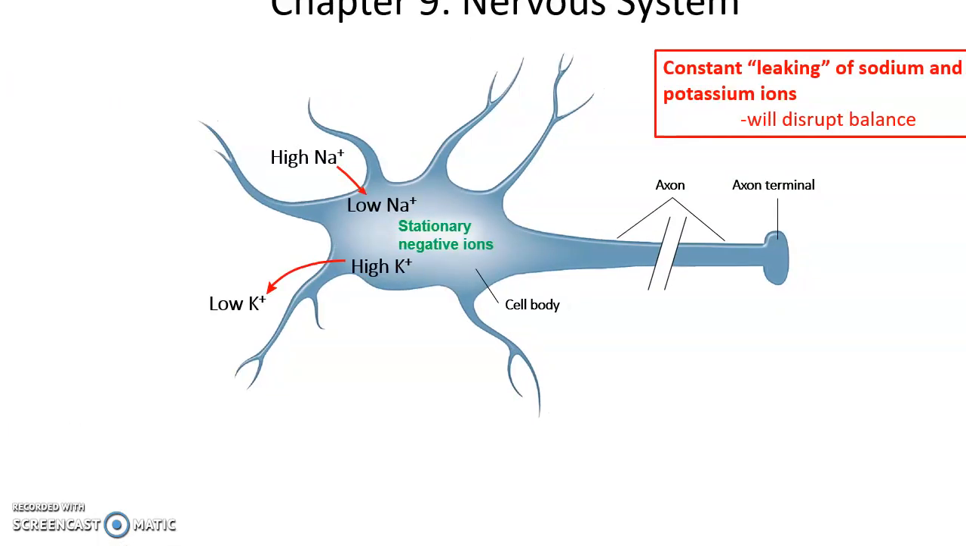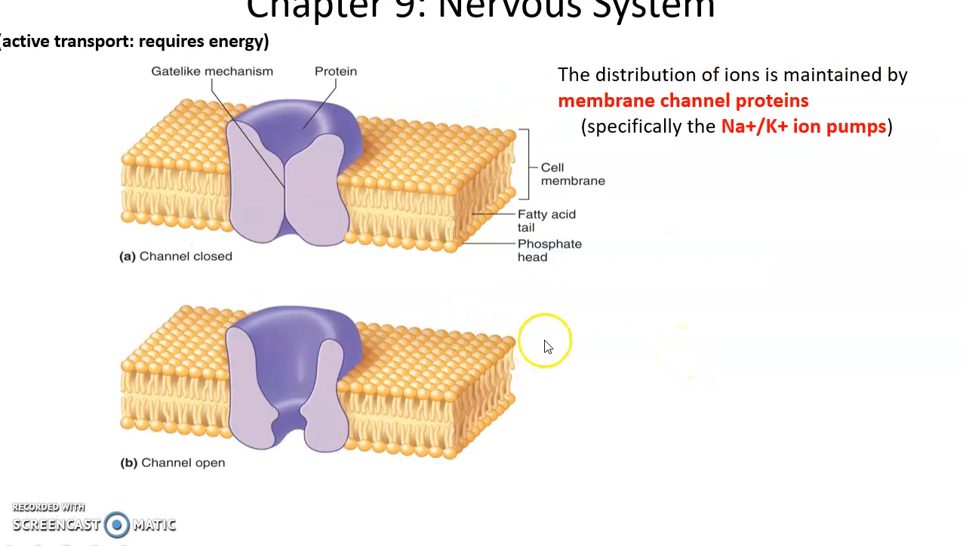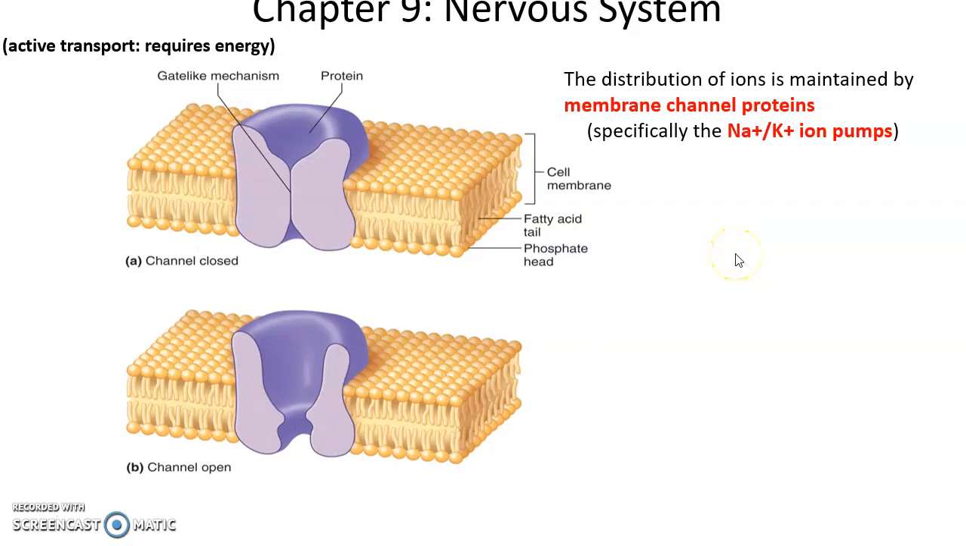Now, it turns out that the neuron is constantly leaking sodium and potassium. So it constantly has sodium entering the neuron and potassium leaving the neuron. And this, if left unchecked, will disrupt that balance, will disrupt the polarization. So there is a specialized protein that will help pump sodium ions out of the cell and pump potassium ions back into the cell, called the sodium potassium ion pump. It is a transmembrane protein that is engaging in active transport, so it needs energy. It needs ATP to move these ions.